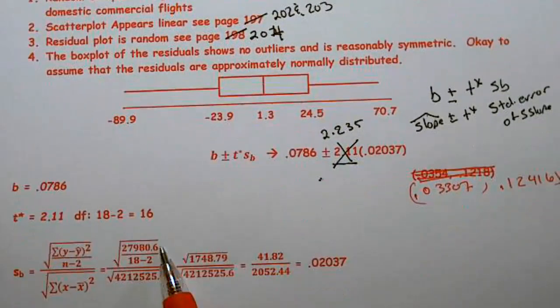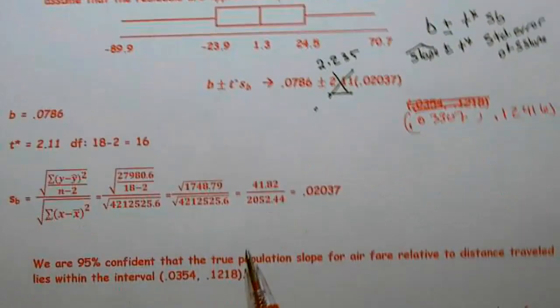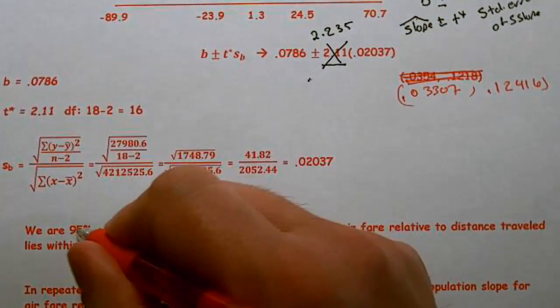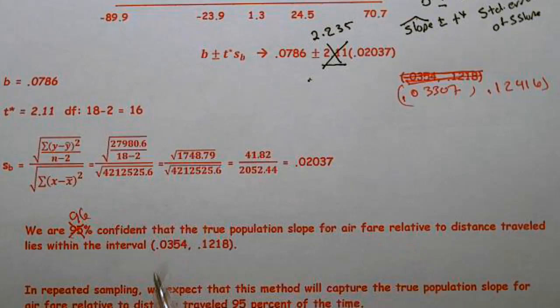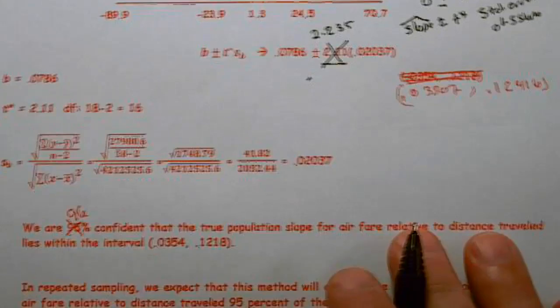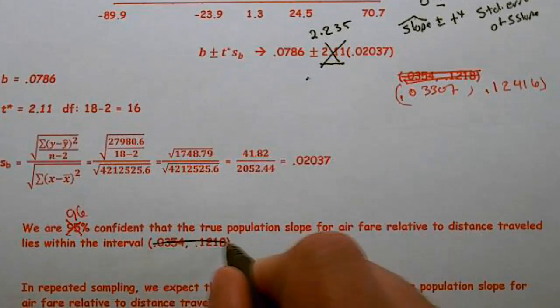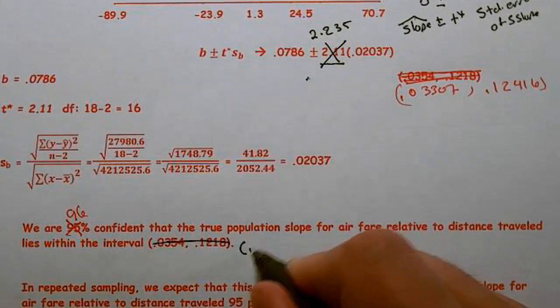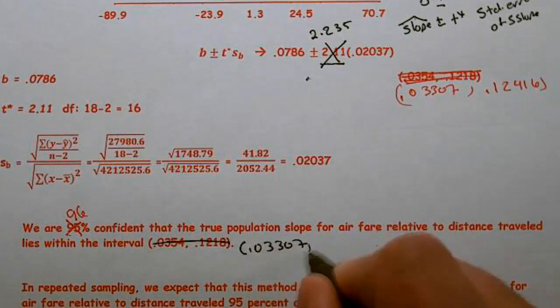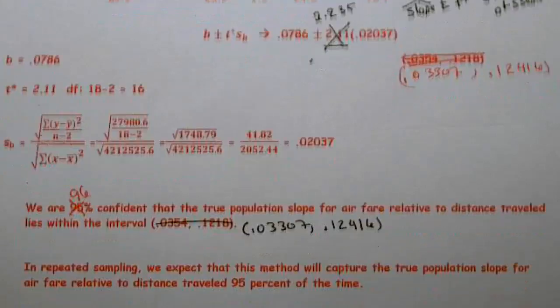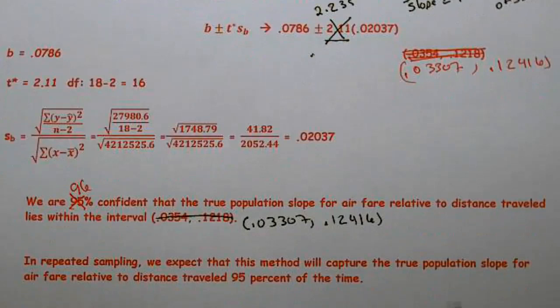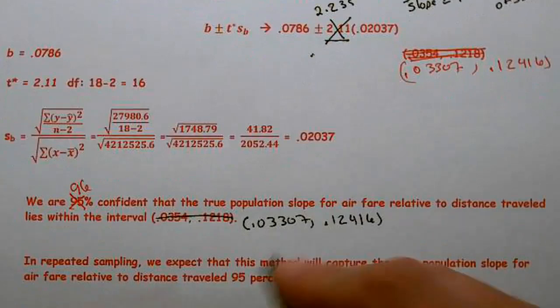Once again, we're not going to calculate standard error. They're going to give that to us. We are 90... I did change it. I changed it from 96 to 95, or vice versa. We are 96% confident the true population slope for airfare relative to distance traveled lies within an interval. And our interval that we calculated is 0.03307 and 0.12416. In repeated sampling, we expect this method will capture the true population slope for airfare and distance traveled 96% of the time.